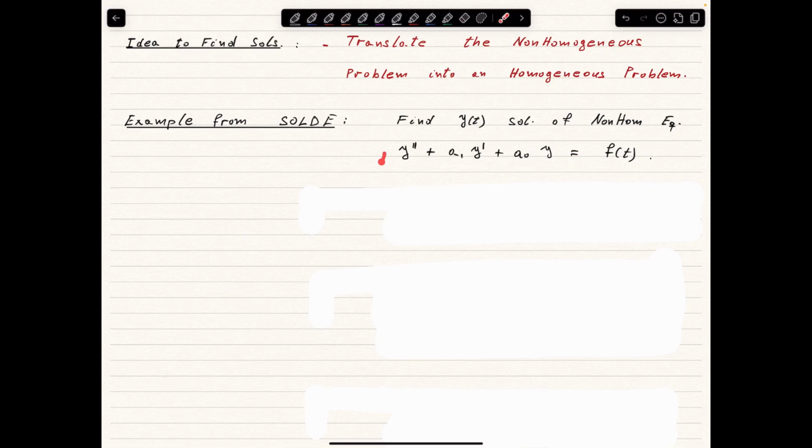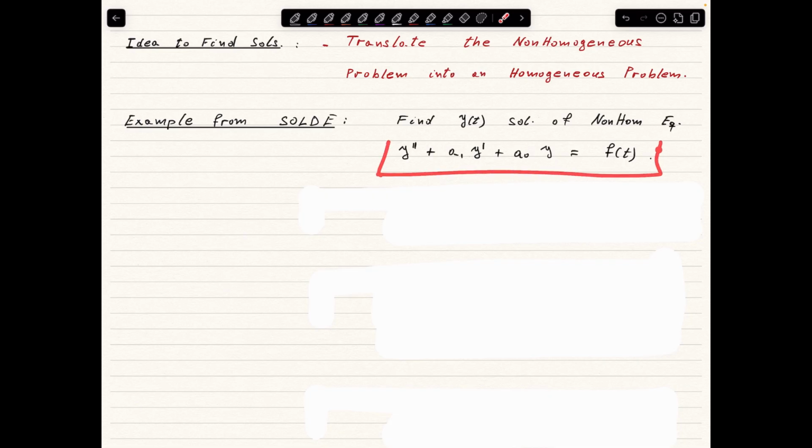Equation like this. So the problem was to find y of t, solution of a non-homogeneous equation. Recall the non-homogeneous part is here. This is in principle different from 0. Solution of this equation: second derivative times a coefficient, plus a coefficient times the first derivative, plus another coefficient times the function, equal to f, and f is non-zero. So how do we solve this problem?